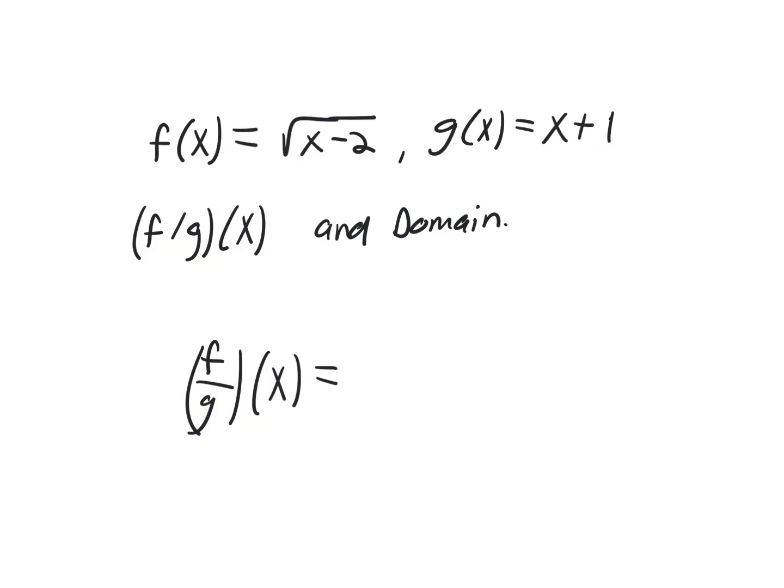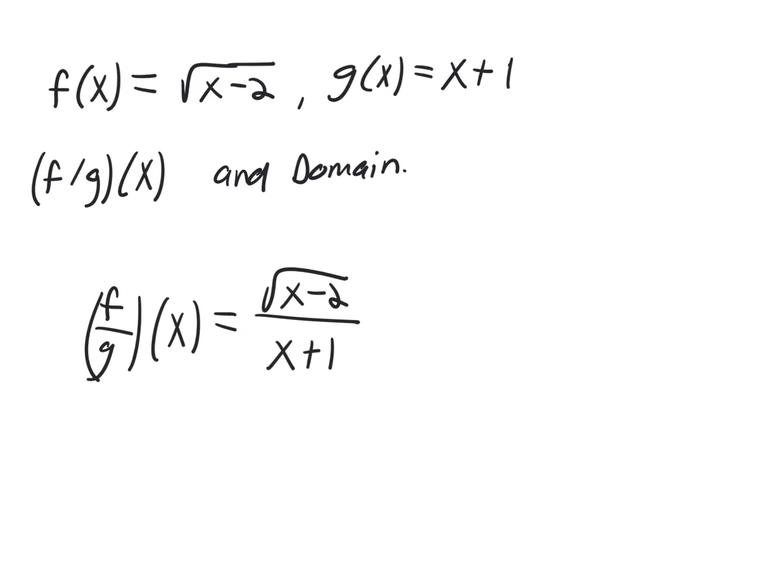If I'm finding the quotient, what do I have to do to find that quotient? Yeah, right, you're just going to put f of x over g of x. This is going to be the square root of x minus 2 over x plus 1. So that is f over g of x. Let's find the domain now.